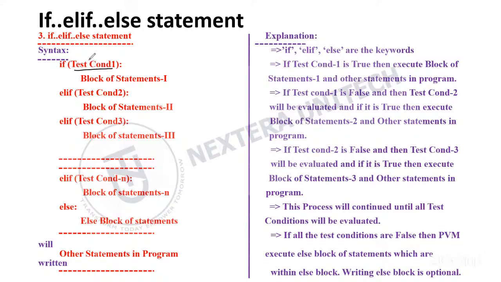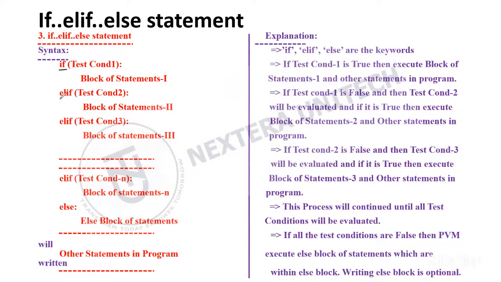But if the if condition is false, it will check the next one, which is elif. It will check whether the test condition is true. If this is true, it will execute the block of statements inside this elif. But if this is also false, it will skip this and check the next condition. If this is true, it will execute block of statements 3. In this way, if, elif, else will work, and after completing this whole block of code, it will run the other statements in the program.